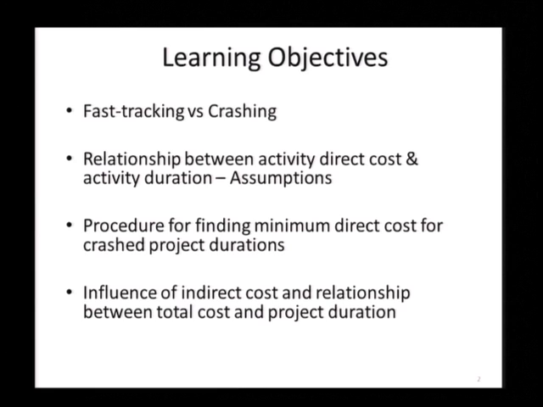There will be another lecture where we will work out problems in network and project crashing. So we will cover these topics specifically: the difference between fast tracking versus crashing, the relationship between activity direct costs, activity durations and the assumptions in these, the procedure for finding the minimum direct cost for crash project duration, which will take the bulk of our time today, and finally the influence of indirect cost and the relationship between total cost and project duration. These are the learning objectives for this session.